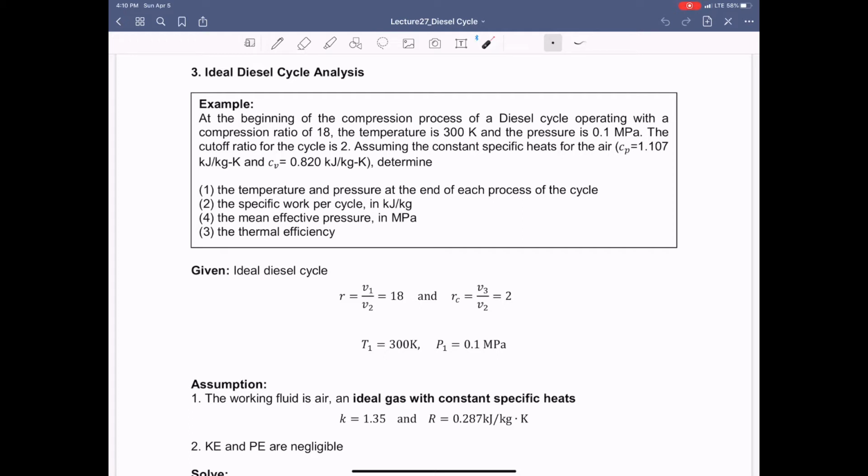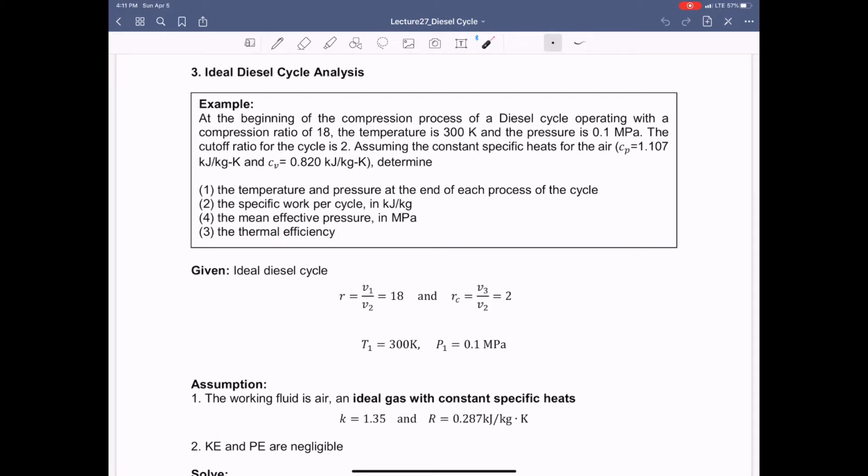And once we know the pressure and temperature at all states, then we can move on to the next questions to calculate the specific work per cycle. That is the work per cycle per unit mass of the working fluid, so the unit should be kilojoule per kilogram. And then the next one we have to calculate is the mean effective pressure, which is given in terms of megapascal. And the last question is the thermal efficiency calculation.